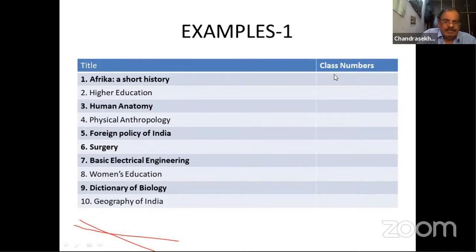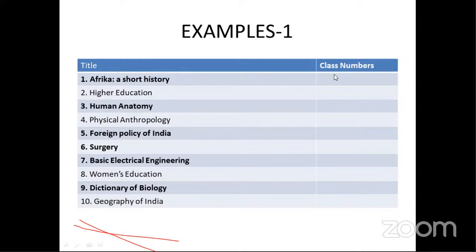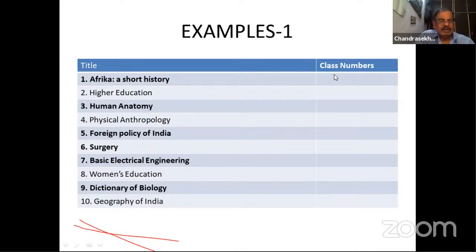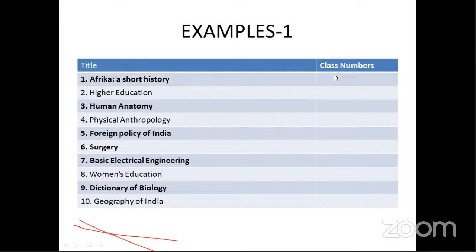Then surgery: introduction to surgery, or basics of surgery, or surgical techniques, surgical methods, the title may be like that. Surgery is dealt with in medicine. 617. So 617 is directly there in the third summary. I think it is very clear up to this point.